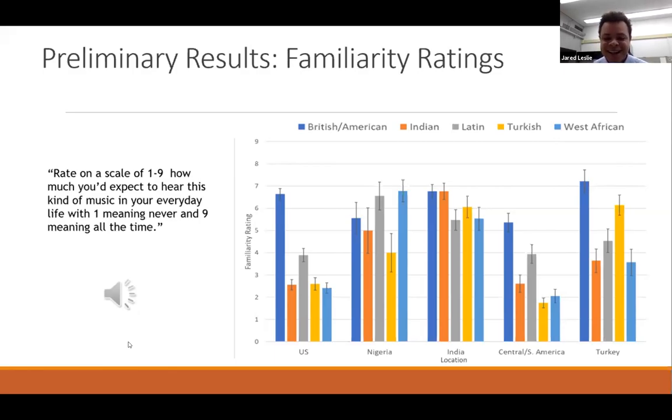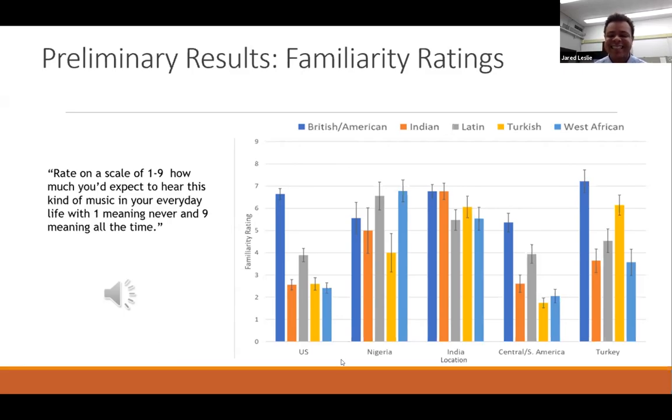All right, so I hope that was familiar. As you can see here in the graph to the right, I want you guys to pay attention to the dark blue bar where we see the British or American stimuli. And you'll notice that across all of the different locations here on the x-axis, American music is being rated as highly familiar. And that's no surprise given Western expansion and that just Western pop music is very popular. And so it's no surprise that Britney Spears' Toxic is known well across the globe.